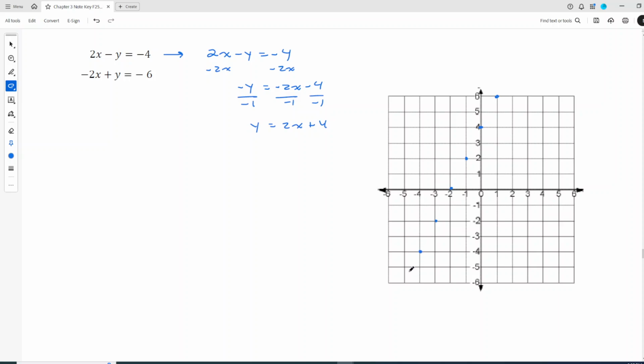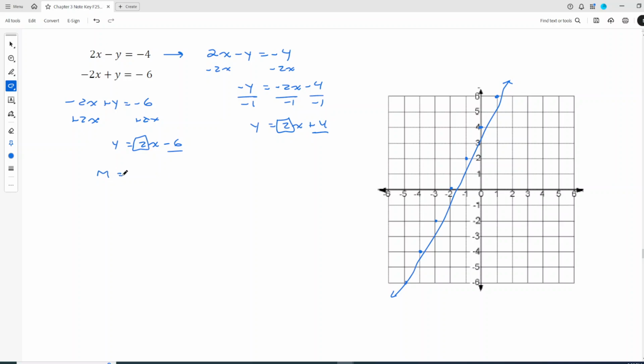Or down 2, left 1. Then I take my other equation and I solve it for y. So I've got -2x plus y is equal to -6. I'm going to add 2x to each side, and I end up with y is equal to 2x minus 6. Different y-intercepts, but the same slope.